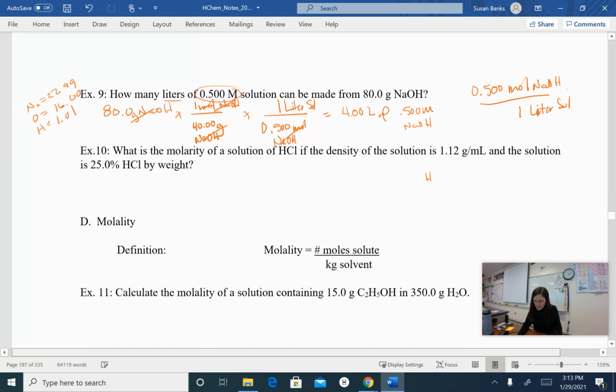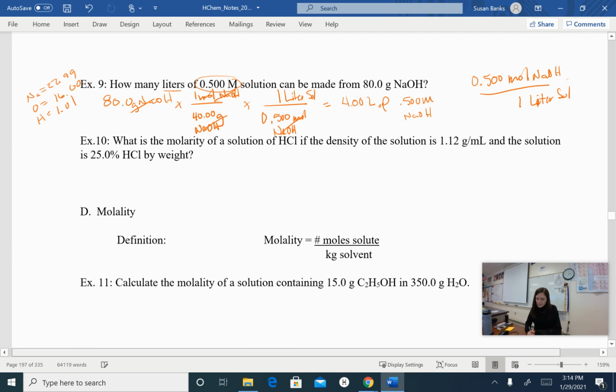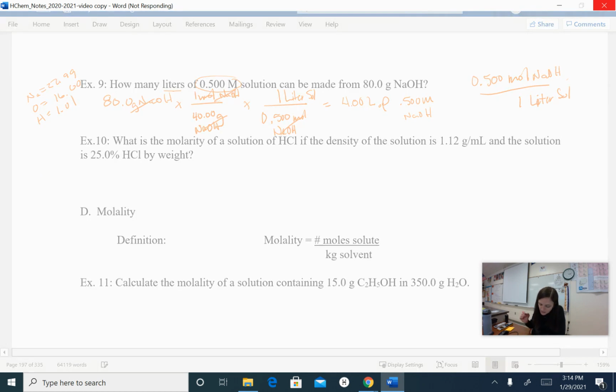Okay, and example 10. What is the molarity of a solution of hydrochloric acid if the density of the solution is 1.12 grams per mil and the solution is 25% weight HCl? So what I want you to do is pretend that you've got 1,000 grams of solution. Okay, so if I have 1,000 grams of solution, what's 25% of 1,000 grams? It's 250. So I'm going to have 250 grams of hydrochloric acid in that 1,000 grams of solution.